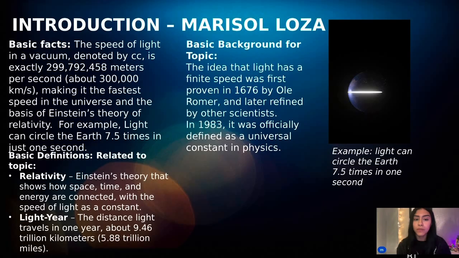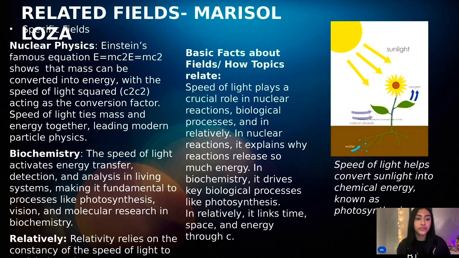Some basic background: the idea that light had a finite speed was first proven in 1676 by Ole Romer and later refined by other scientists. In 1983, it was officially defined as the universal constant in physics.